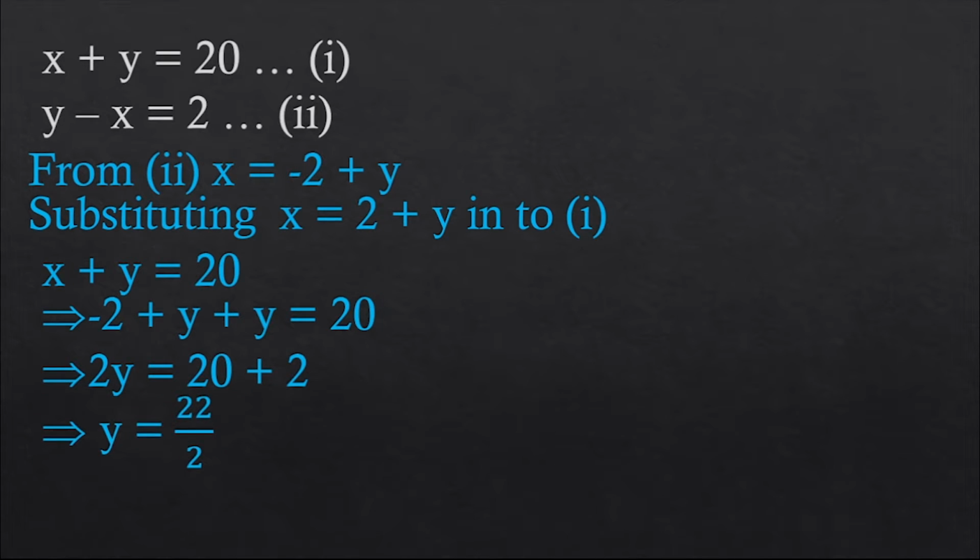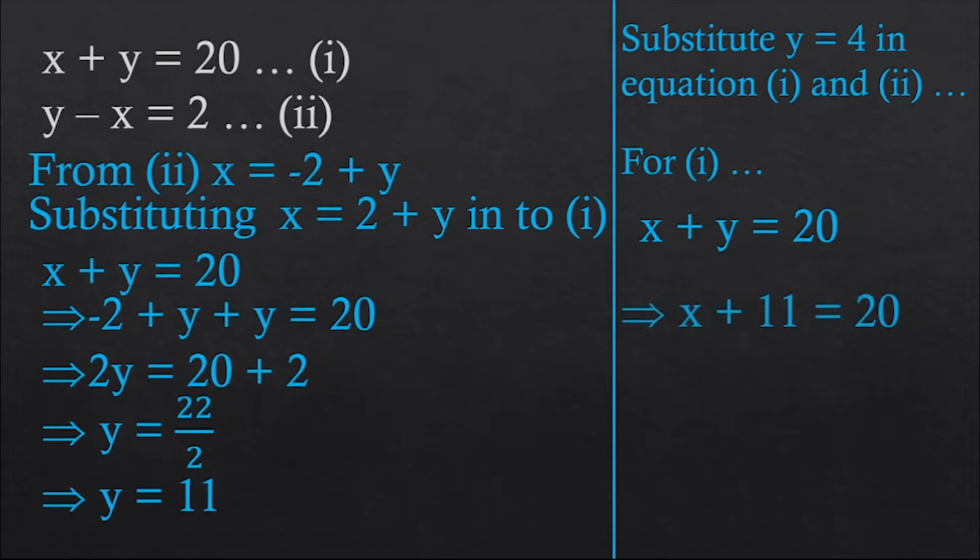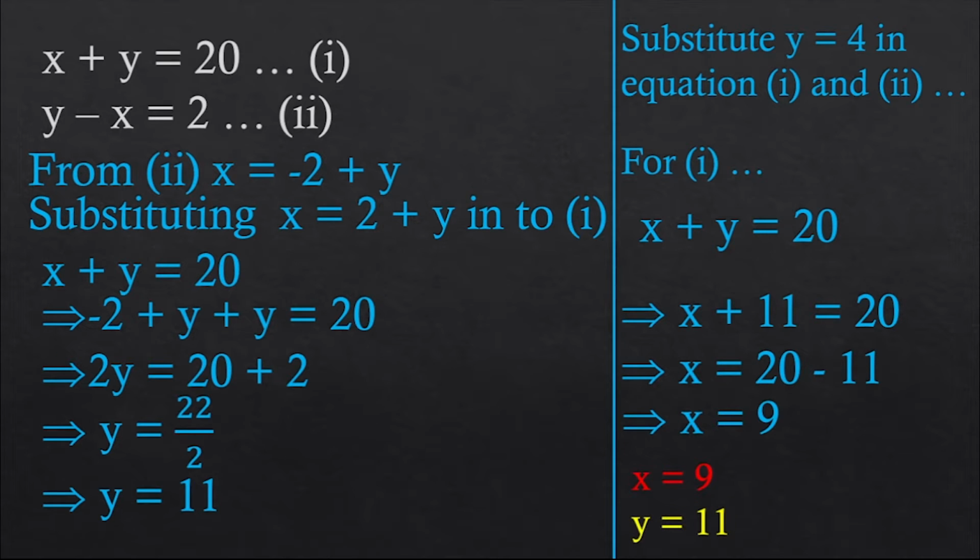By solving, we're gonna get y equals 11. Now we can substitute y equals 11 into the first equation or the second equation, so then we can get the value of x. If you use equation 1 and substitute y equals 11, on solving, we're gonna get x equals 9. So the solution for the equations is x equals 9 and y equals 11. And this matches the answer of our puzzle.